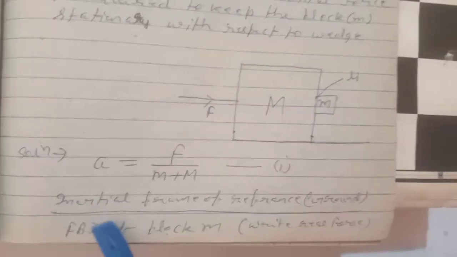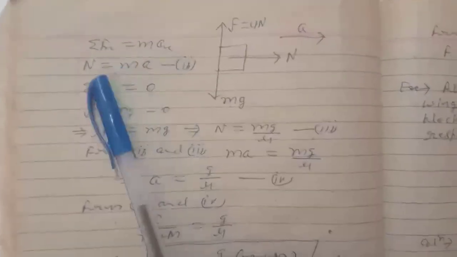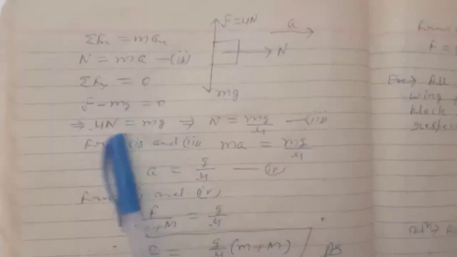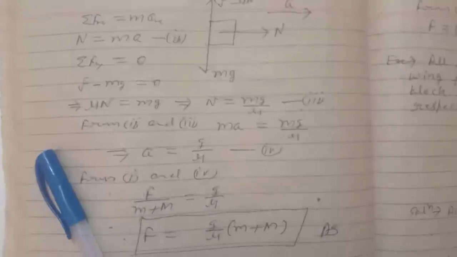Now from the inertial frame of reference, that is from the ground, we are seeing the body. For the FBD of block m, we only write real forces, we do not apply pseudo force here. The normal force N in this direction, force of friction in the upward direction, weight in the downward direction. So sigma Fx equals ma gives N equals ma, and sigma Fy equals 0, so f minus mg equals 0. Now f equals mu N, so mu N equals mg, N equals mg by mu, equation 3.